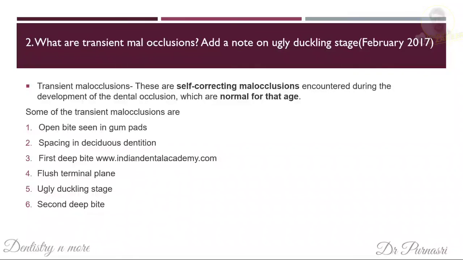The next question is, what are transient malocclusions? Add a note on ugly duckling stage. So first define what are transient malocclusions. These are self-correcting malocclusions encountered during the development of dental occlusion, which are normal for that age. Then you can add some of the transient malocclusions that occur. Then add a note on ugly duckling stage.